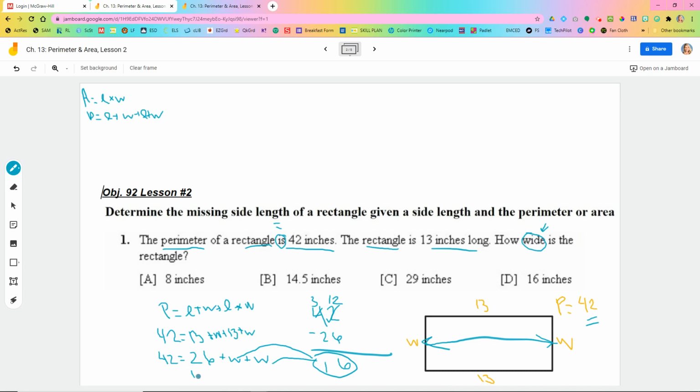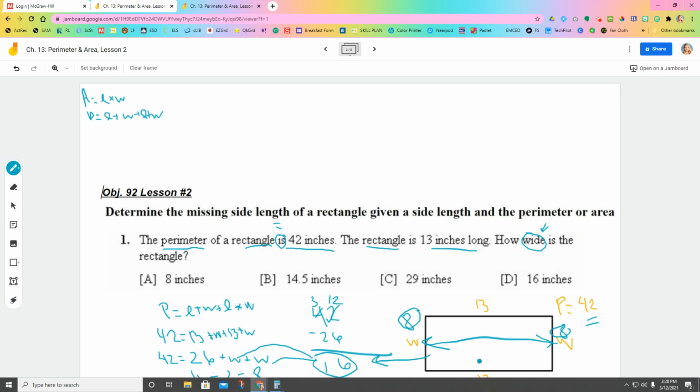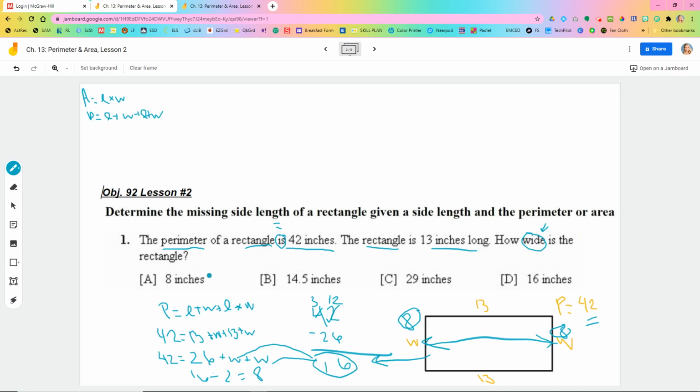If I split my 16 up, that is 16 divided by 2, which is 8. So one of my widths is 8 here, the other width is 8 here. Because if I combine these two together, I'm going to get that 16 that I had left over. Now, if you wanted to go back and check it, circle our answer, you could say 13 plus 13 is 26, 8 plus 8 is 16, and 26 plus 16 is going to give you that perimeter of 42.